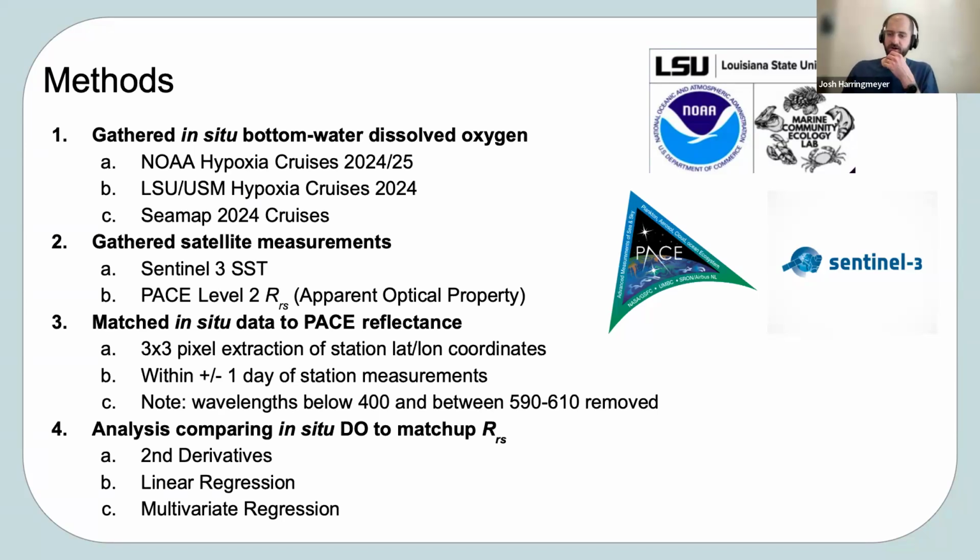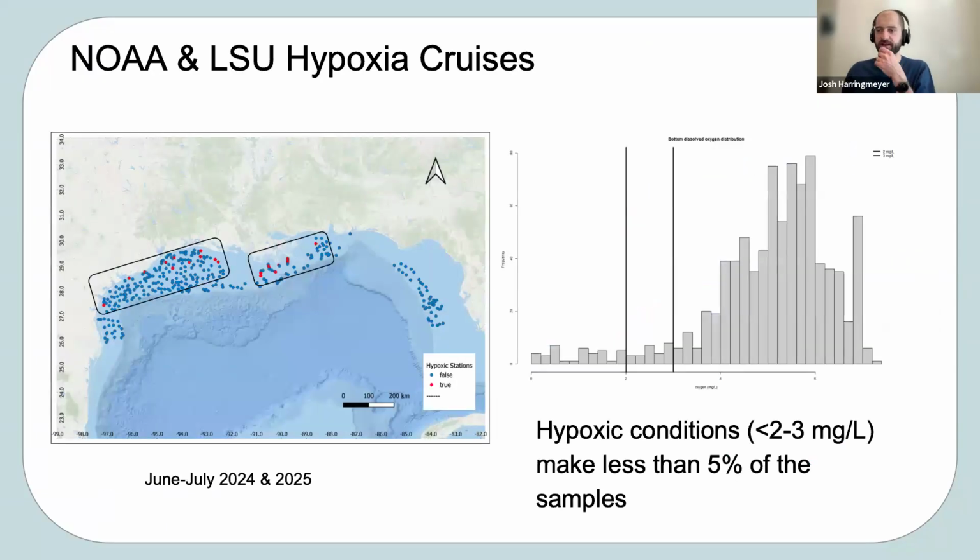And we omitted wavelengths shorter than 400 nanometers, and we skipped the 590 to 610 bands due to quality concerns. And so in analyzing our remote sensing reflectance to look at bottom water DO at the same location, we used second derivative analysis, linear regression, and multivariate regression. So our first step was gathering together field data sets from these cruises.